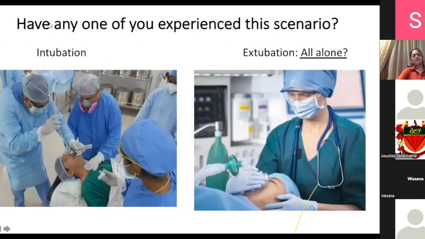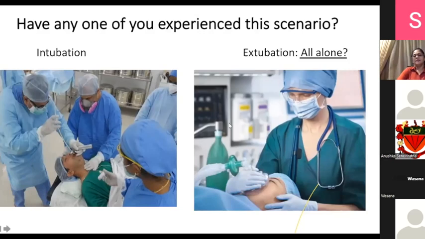So how many of you have experienced a situation like this, a scenario like this? As medical officers in anesthesia, I think we all have. I certainly have. And I believe that all of you have the same experience as I do. At intubation, you've got lots of people around you. Everyone's so keen to know whether you can get that tube in. Some even want to learn how to put that endotracheal tube in.